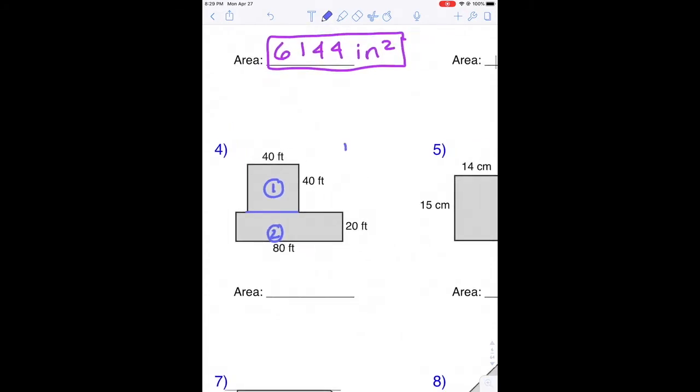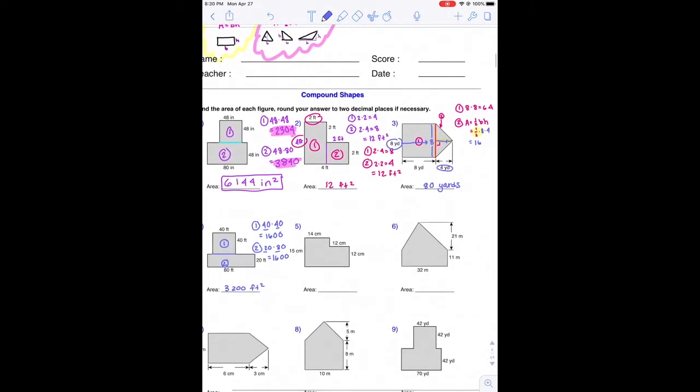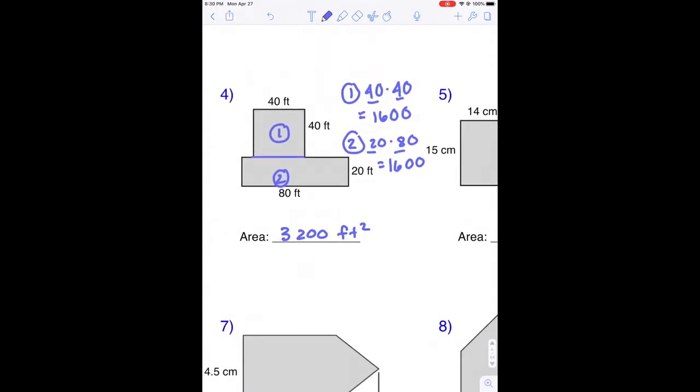So, shape 1 is going to be 40 times 40. I could do that in my head. 4 times 4 is 16, plus 2 zeros. Shape 2 is 20 times 80. 2 times 8 is also 16, plus 2 zeros. 1,600 plus 1,600 is 3,200 feet squared. Oh, and I just realized I forgot my yards squared before on number 3. Sorry about that. Yards squared for number 3, feet squared for number 4. So there would be number 4.